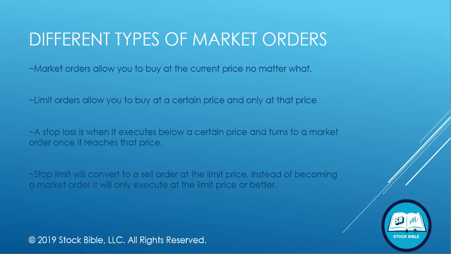A stop limit will convert to a sell order at the limit price instead of becoming a market order, and it will only execute at the limit price or better. So basically, below a certain point, it will only sell at that limit price. Those are the different types of market orders.